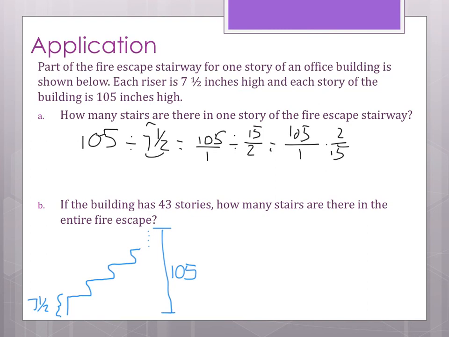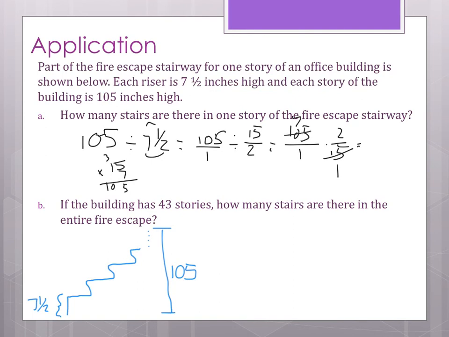I think 15 will go into 105 evenly. I think that's 15 times 7. I'm going to check that over here because I'm not too confident about my 15's times tables. So 15 times 7 is 105. So yeah, 15 will go into both 15 and 105 evenly. So I'm going to divide them both by 15. 15 divided by 15 is 1. And then 105 divided by 15 we just found was 7.